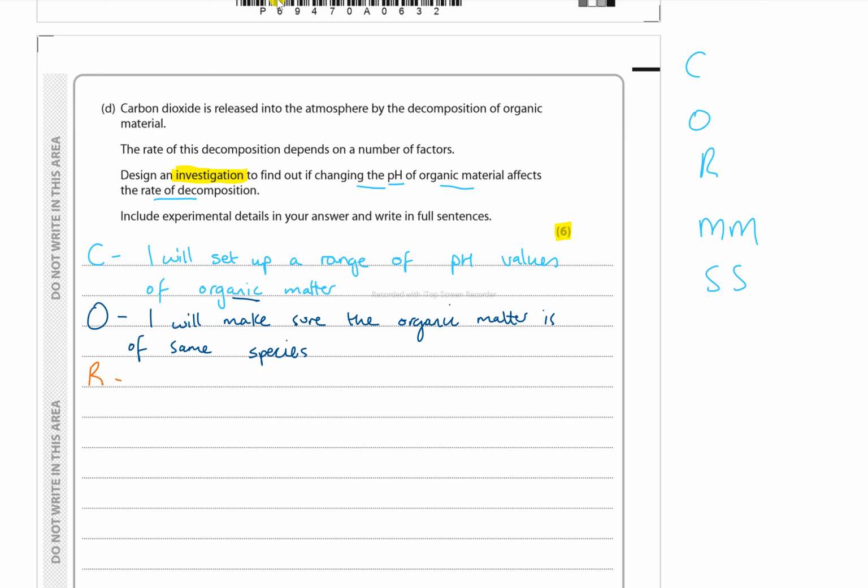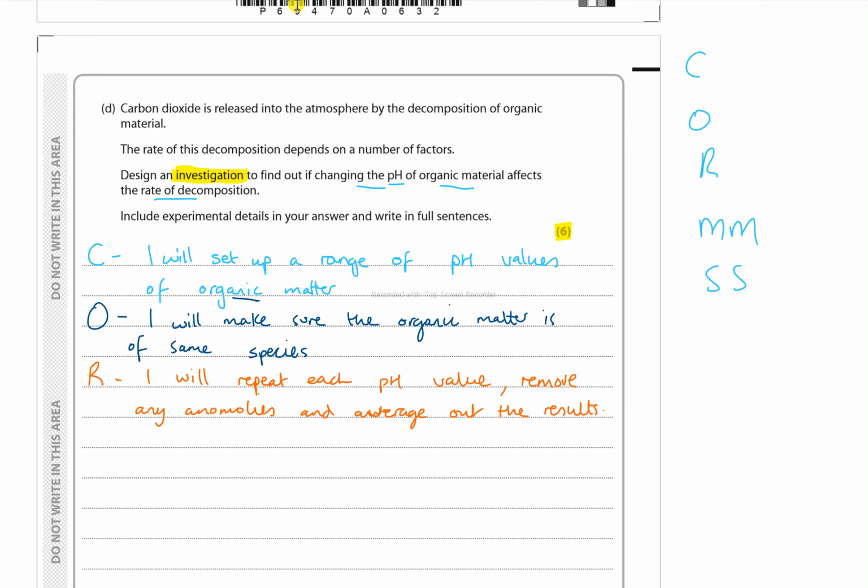Right, how will you make sure it's reliable? Again, this is a standard answer. I will repeat each pH value, I will remove any anomalies and average out the results. That is a standard answer. You don't need to even think about that.